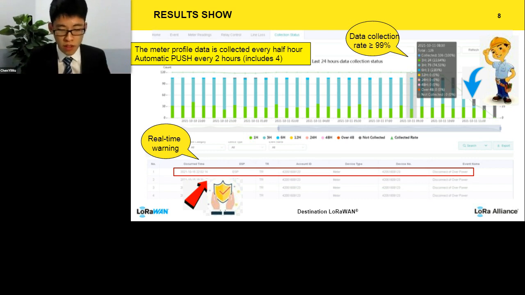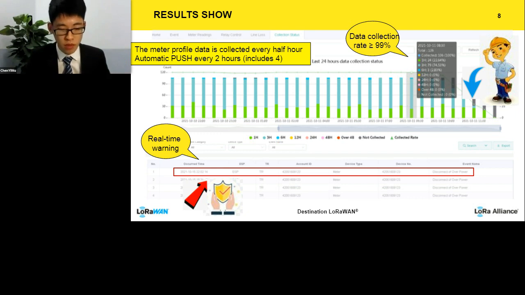And abnormal events such as overpower consumption and electricity theft can be automatically reported within 1 minute, and the power company will be warned to deal with it in time to improve the power grid security and reduce the financial loss.